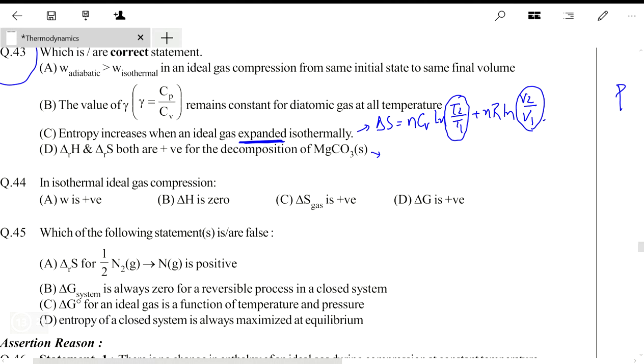As for the last bit, magnesium carbonate on heating decomposes to give you magnesium oxide and CO2. Because you have to heat it, we know for a fact that delta H is positive. Also, 1 mole of a solid breaks down to give you 1 solid plus 1 gas. So delta S is positive as well because of the increase in randomness due to gas formation.